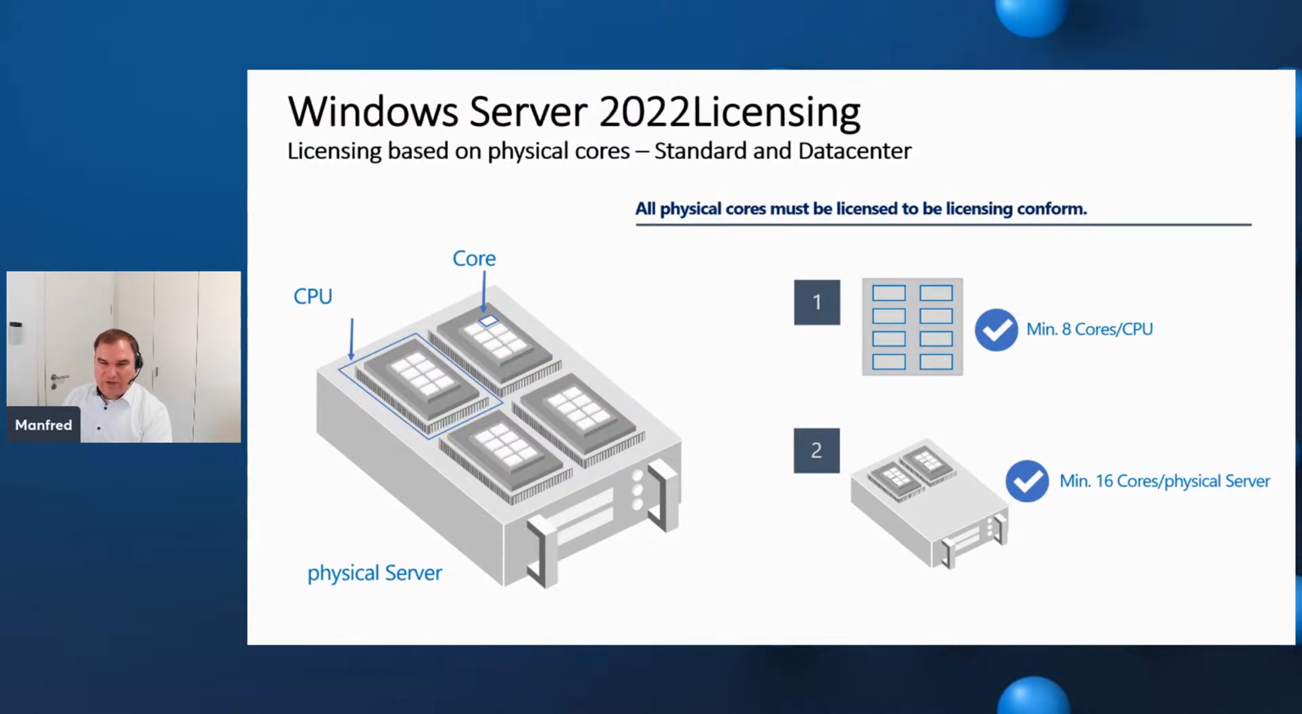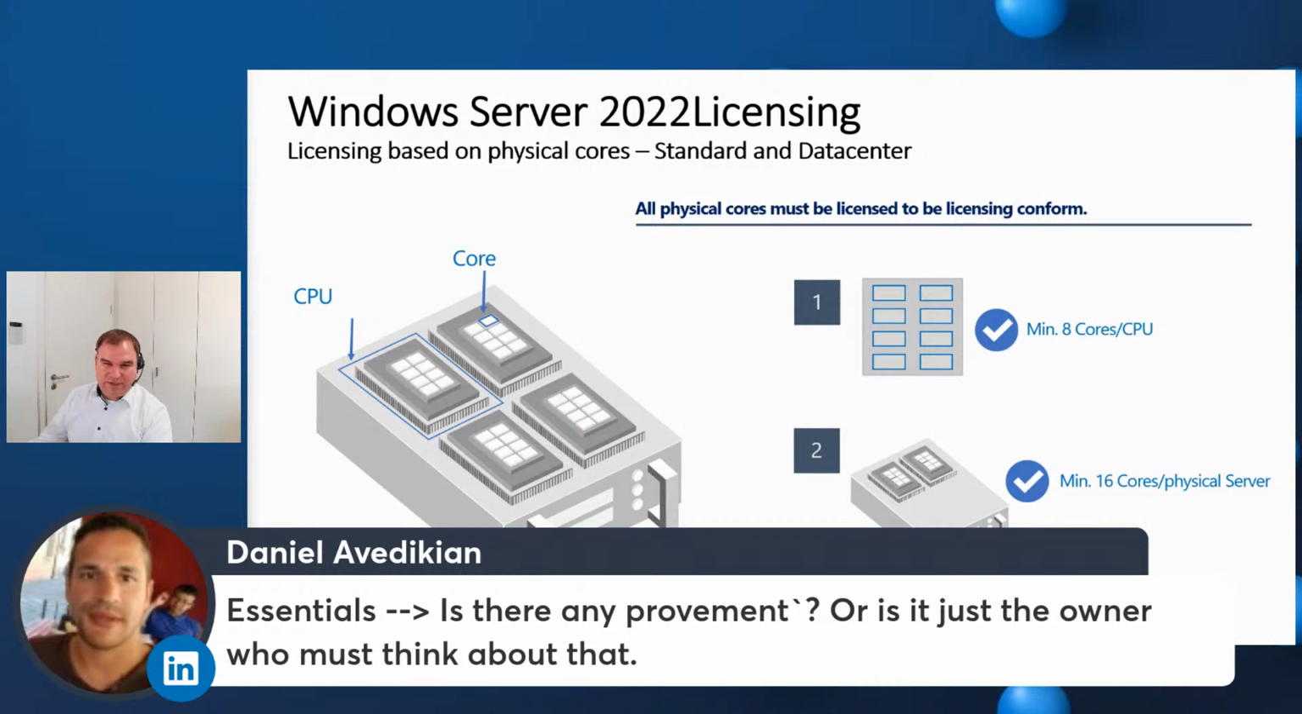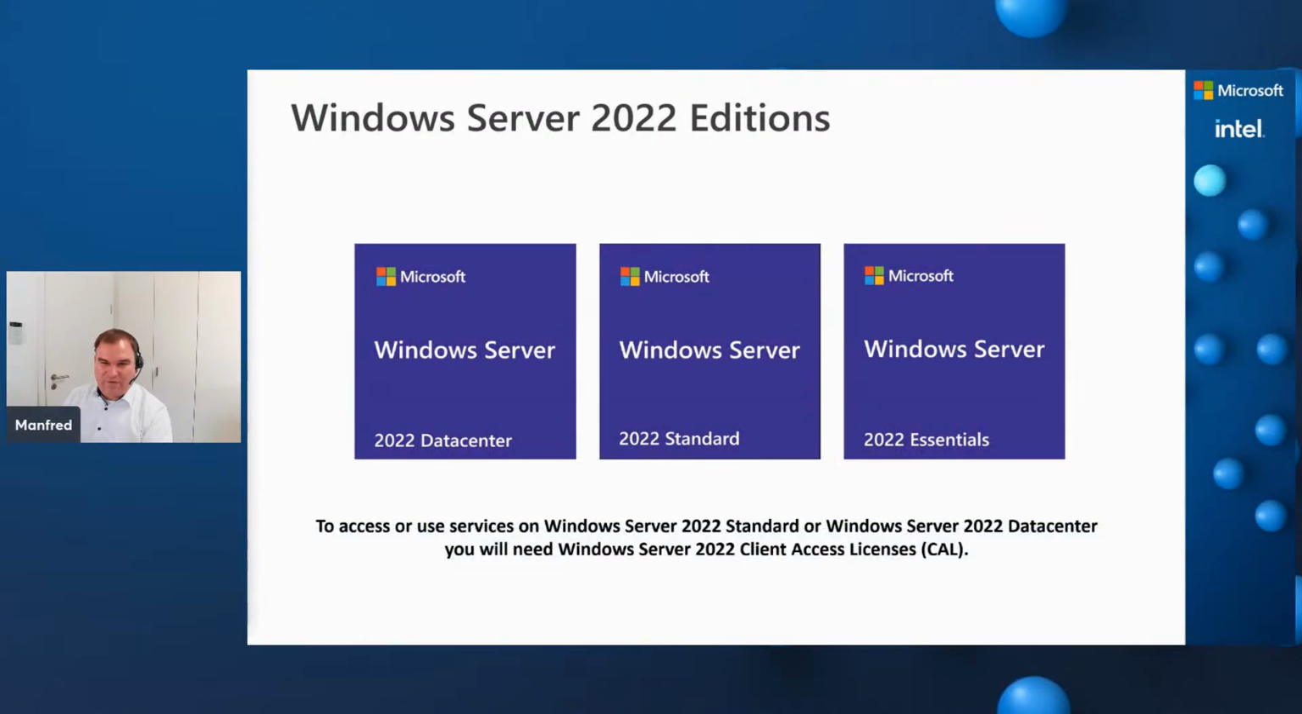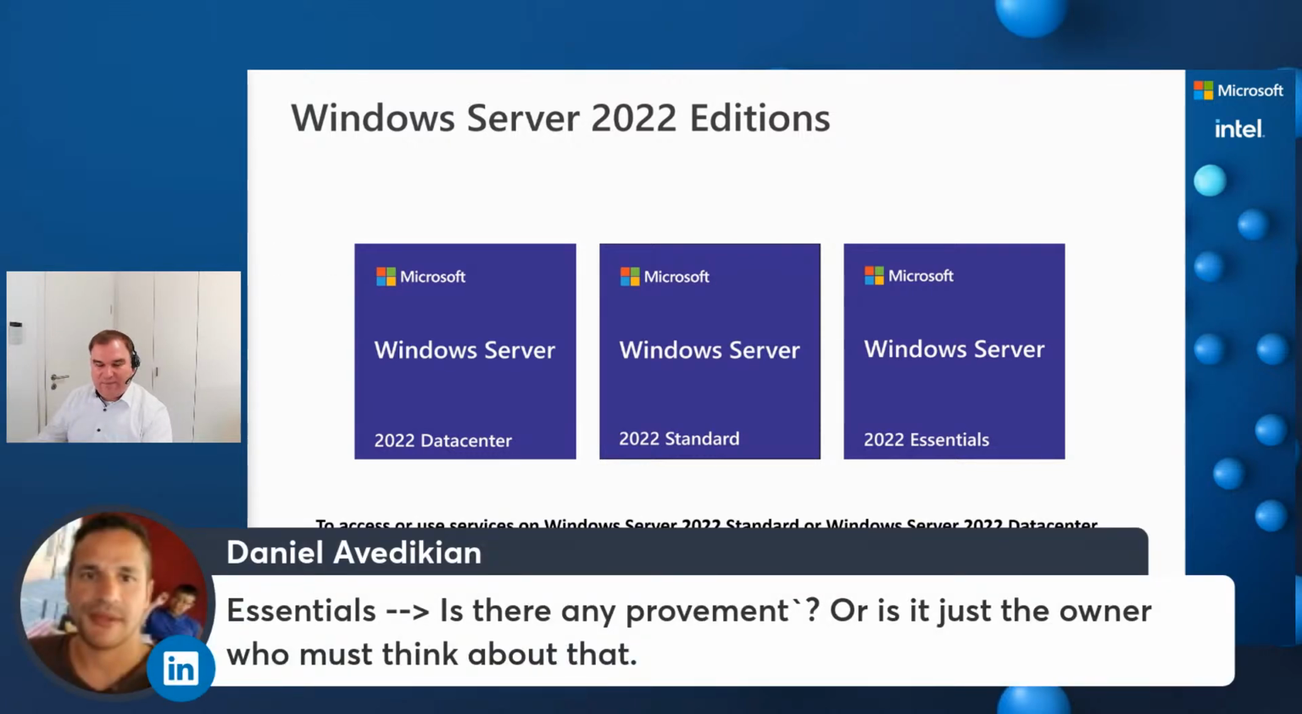We have a good question. Essentials, is there any improvement, or is it just the owner who must think about that? This is the tricky thing here. In all the licensing stuff, we don't have any licensing servers or proofs we have to bring on the technical side. So it's exactly as you ask here, it's the owner that has to think about this.